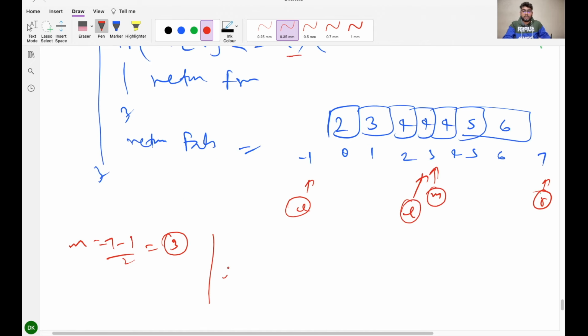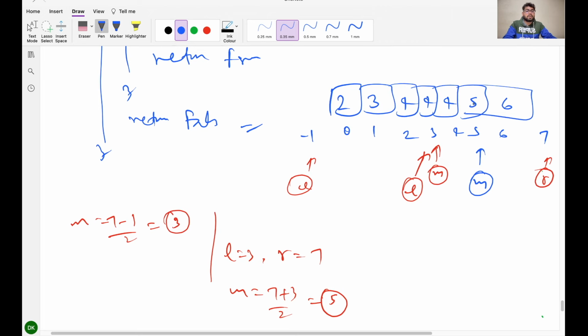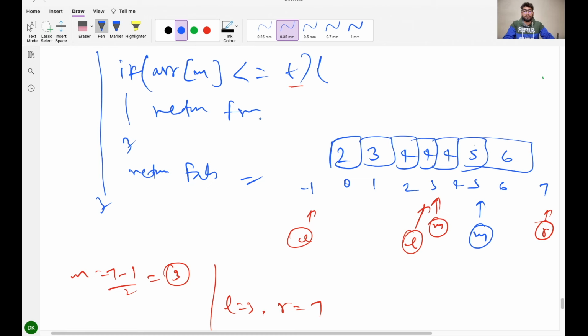When I am returning true, I just update my L equal to M, that will be L equal to 3. So after updating my L equal to 3 and R equal to 7, then again M is equal to 7 plus 3 divided by 2, that is 5. Okay, so in my second step my M is equal to 5, and then I check that this element is greater than the target element, so I return false.